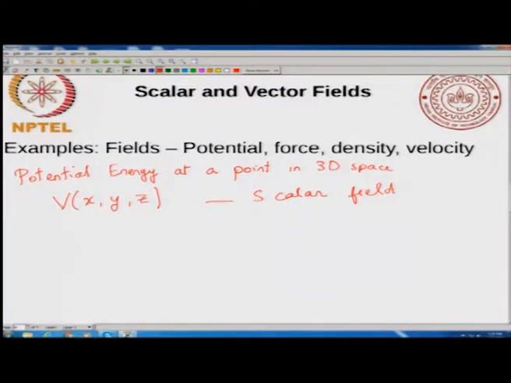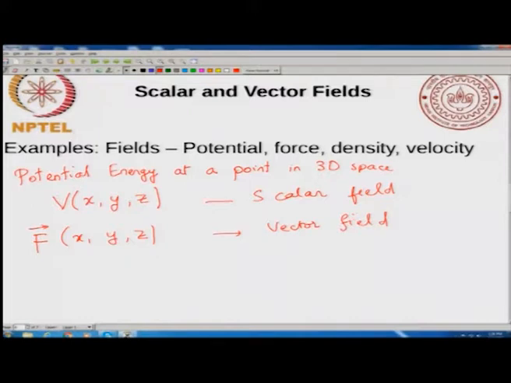Okay. Now, this potential energy actually might lead to something like a force at any point. So, if you put a test charge at any point, it might experience a force because of this potential energy, and so you can ask what is the force at any point x, y, z. This is a vector field. So, this is one example of scalar and vector fields. Okay. You can have many such examples.